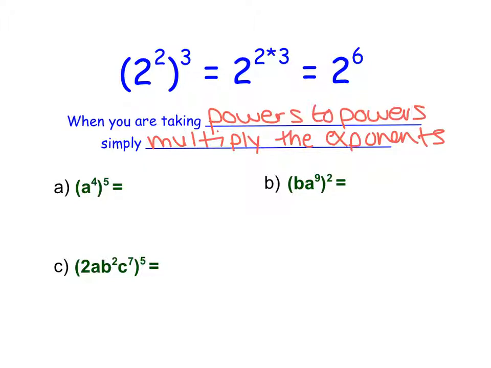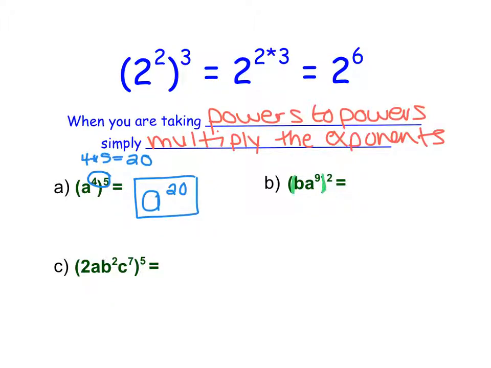So here in this first example, we notice that we have a raised to the power of 4 raised to another power of 5. So we realize that we have a situation where we have powers to powers. And so all we need to do is take our two exponents and multiply them together. 4 times 5 gives me 20. So a to the power of 4 raised to the power of 5 can be simplified to a to the power of 20.